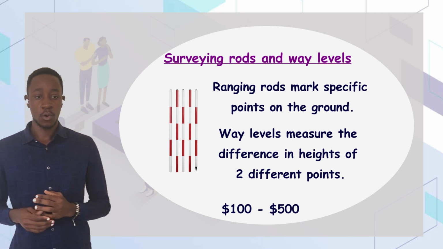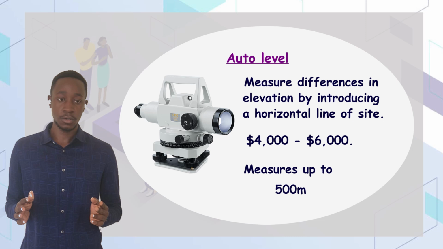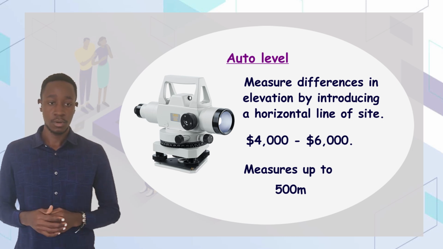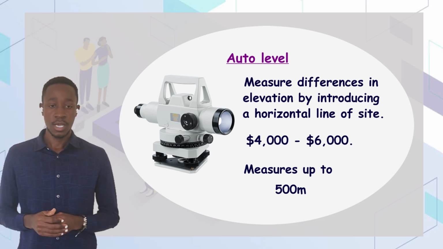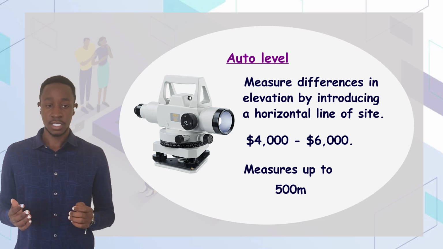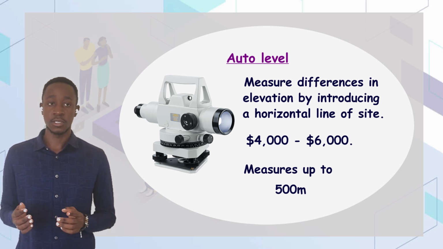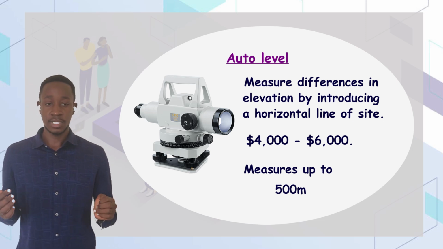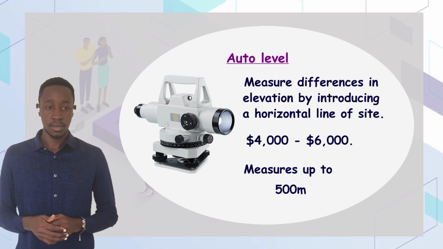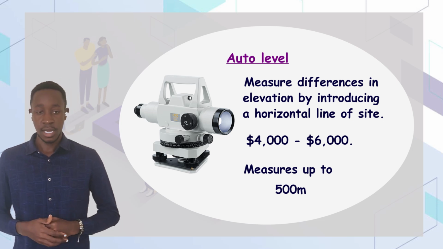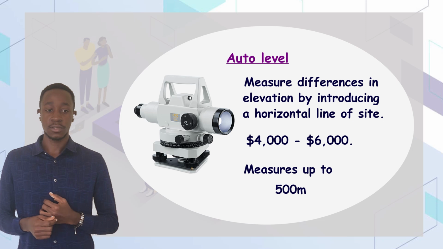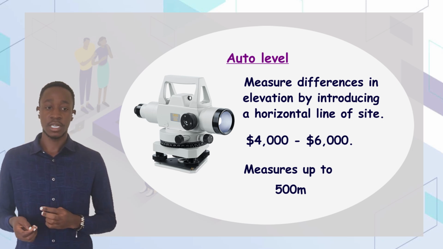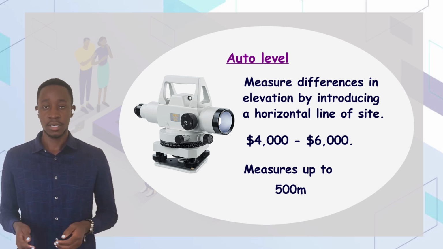And the fourth one, we have the auto level or digital level. Auto levels are optical instruments that help measure differences in elevation by establishing a horizontal line of sight. The cost is between 4,000 and 6,000 US dollars. The capacity and length is up to 500 meters with millimeter accuracy for elevation measurements. And the scope of operation is used to determine elevation changes in boundary surveying, especially when mapping uneven terrain. Thank you for listening. Let me introduce my colleague to proceed with the next equipment.